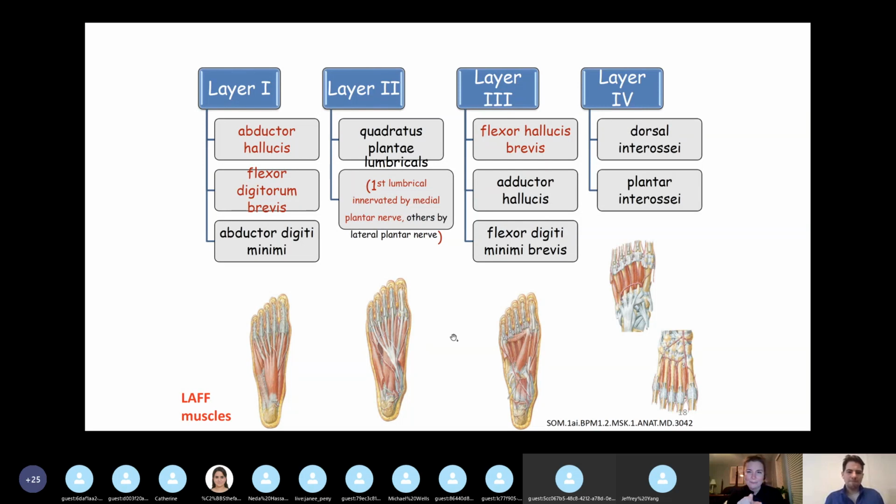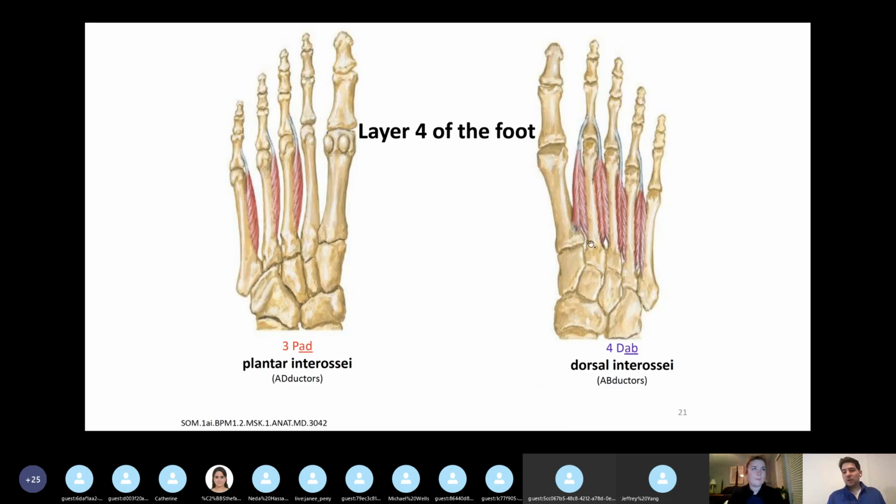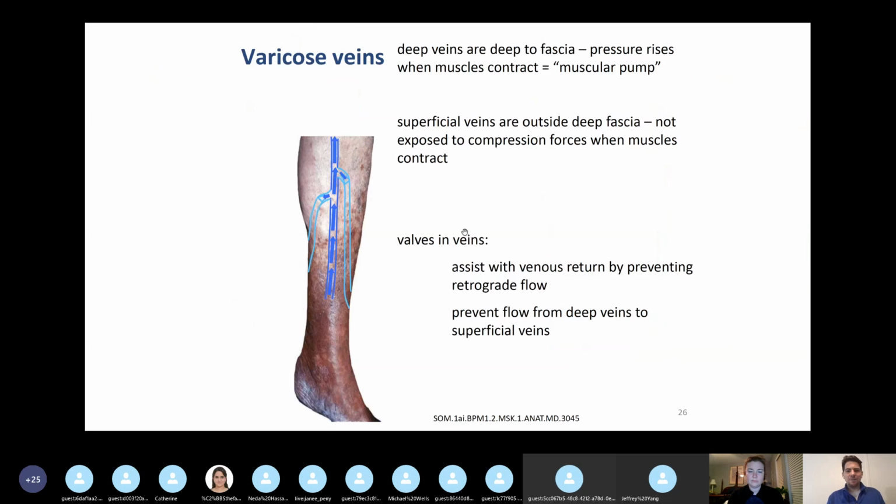But this stuff, not so much. It's the inversion, eversion injuries, the arches, because you can have an arch collapse. That's big too. But the little muscles in the foot weren't very high yield at all. What I did include, these lateral muscles, that was included in your lecture. Those are innervated by the medial plantar nerve. You can use the same mnemonic for the DAB and PAD as you did for the hand. DAB: dorsal interossei abduct, palmar interossei adduct, right?